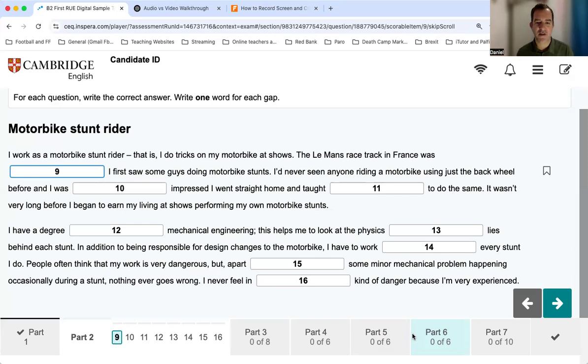We have a text about some random subject. Well, they're quite interesting, actually. I've seen topics like the history of chewing gum, space travel, things like that. And this one is about a motorbike stunt rider. Seems quite interesting. My general technique: number one, I look at the title, I think about the subject.